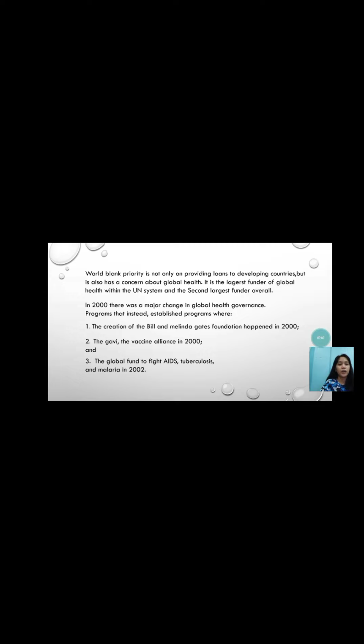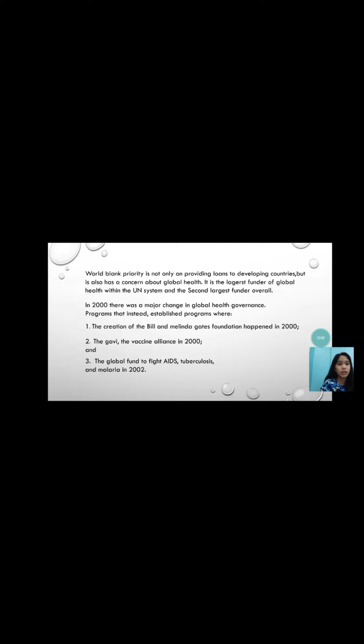Ngayon, ang ginagawang priority din ng bangko ay yung about sa global health. So, pag sinabi nating global health, ano yung global health? Ang global health ay pandaigdigang kalusugan. Unahin muna natin yung sa number 1.